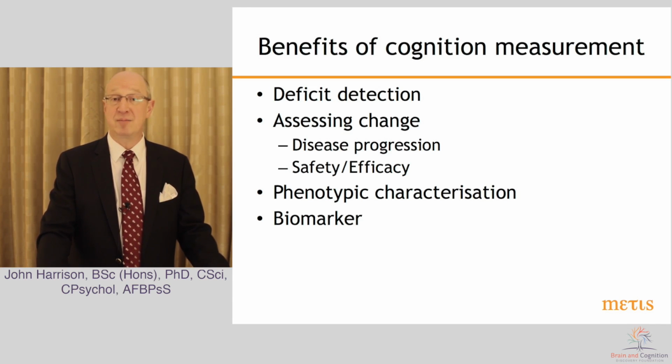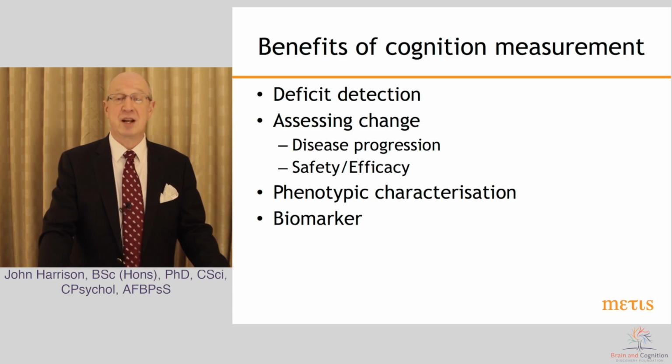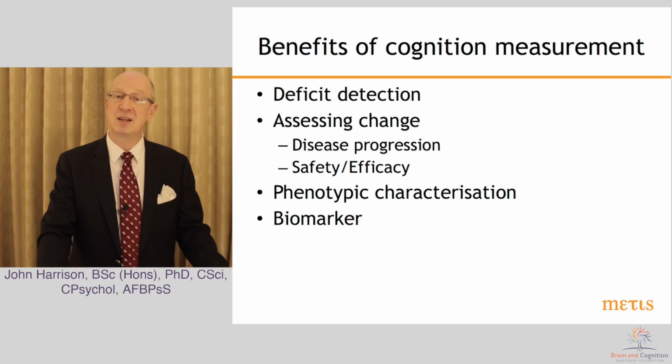And finally, a biomarker, possibly not so much in the case of major depressive disorder, but in neurodegenerative disorders, of which depression can be a component, it's very helpful to have a marker of change. And we're traditionally used to thinking of brain imaging and blood assays as biomarker measures, but cognition, under the right circumstances and well managed, could equally yield helpful biomarker data.